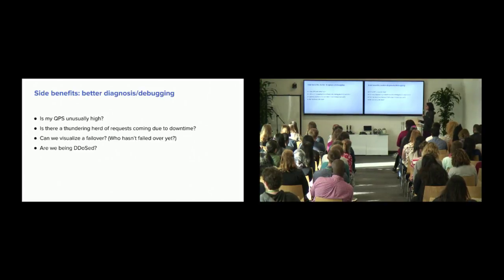You can answer questions like, is there a thundering herd of requests starting to approach my service? Say something in the hot path has gone down and now you are worried that when it comes back up, all of the requests are going to come in at once and take it back down again. Can we visualize a failover?